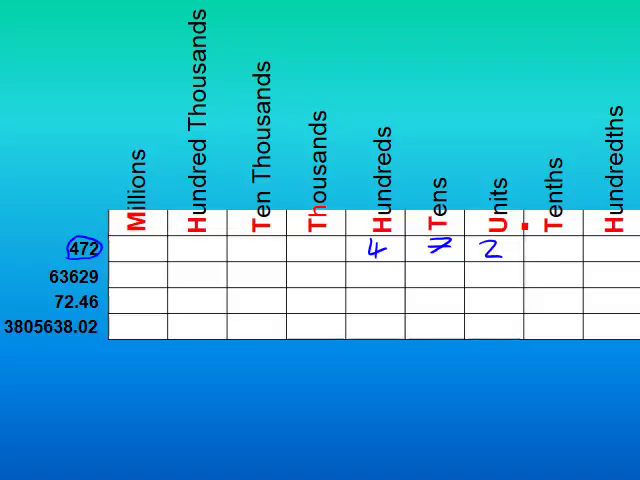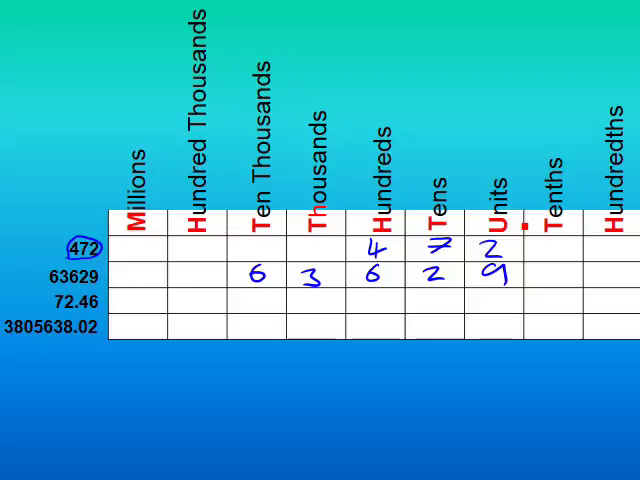Now looking at the next one, this is 63,629. Now 63,000, the 3 is thousands, and the 60 is the 10,000s. So to write it down, 63,000, 6 represents 100 because it's 629.